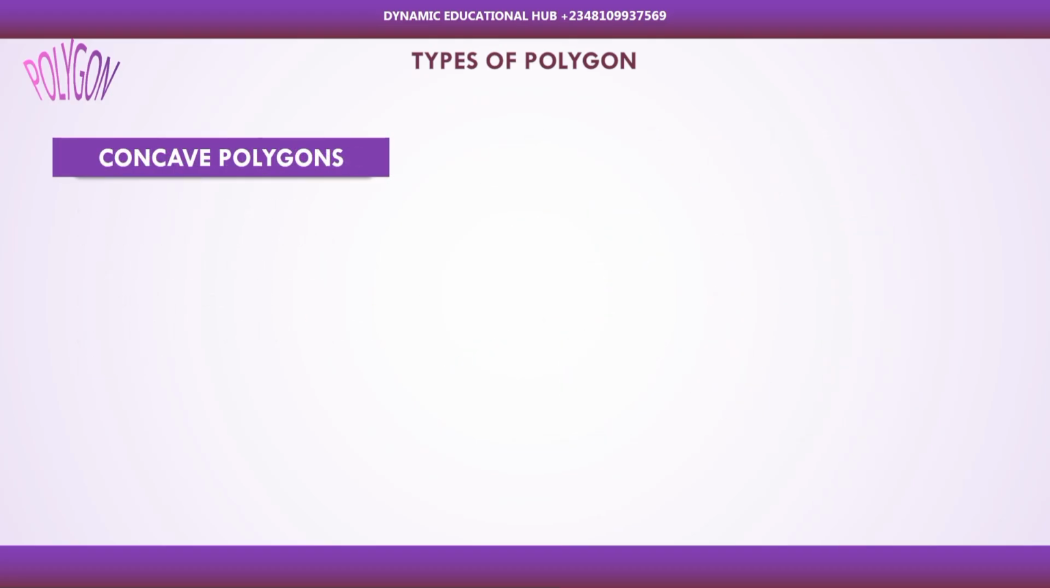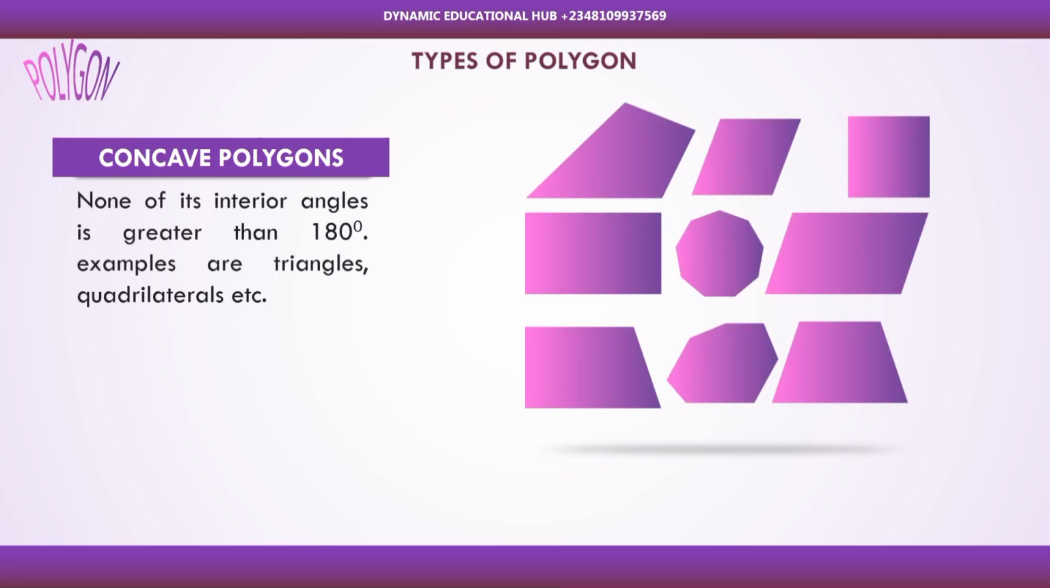So I have concave polygons. When a polygon is concave, what does it imply? It means that none of its interior angles is greater than 180 degrees, which means that none of its interior angles is a reflex angle. If you look at all these shapes, you discover that all the interior angles, the first one being a kite, are not more than 180. We have an obtuse angle here, obtuse angle here. So we don't have a reflex interior angle here. Any polygon that does not have a reflex interior angle, that is, the interior angles are not greater than 180 degrees, we call such a polygon a concave polygon. And you can also see that all these polygons are concave polygons.